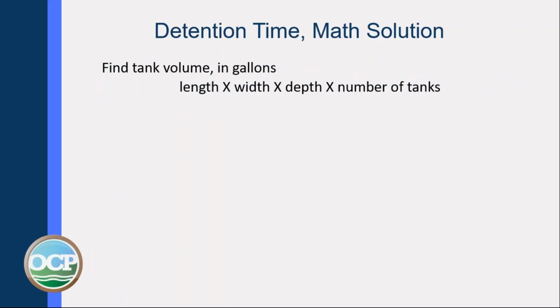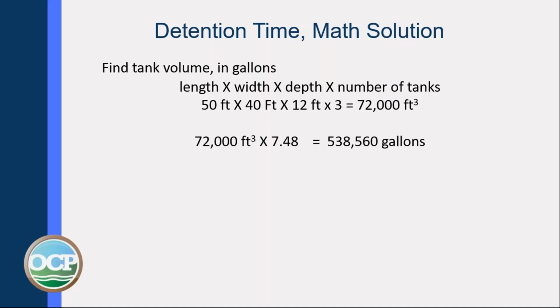You got to find the tank volume in gallons. It's length times width times depth times the number of tanks. So it's 50 times 40 times 12 feet deep times 3 is 72,000 cubic feet times 7.48 to get gallons, and that gives you 538,560 gallons.